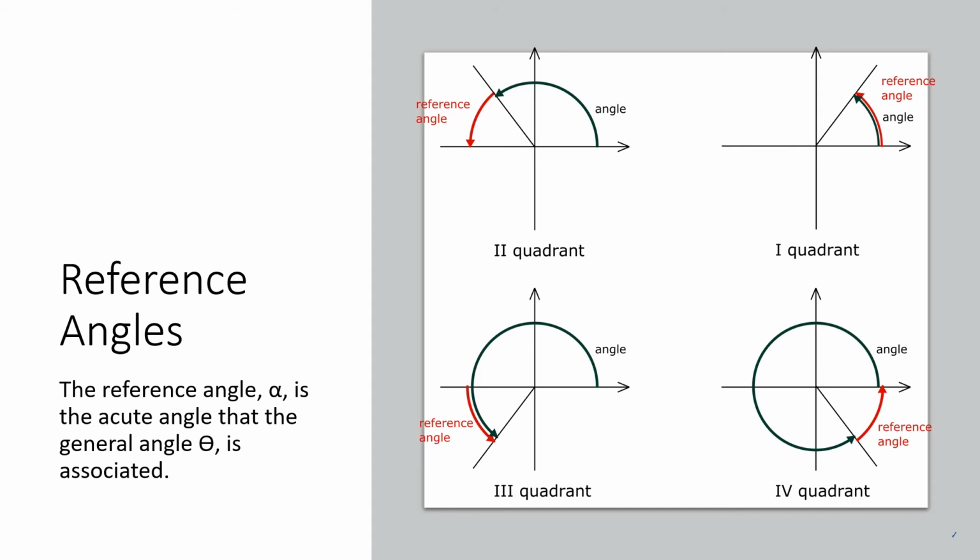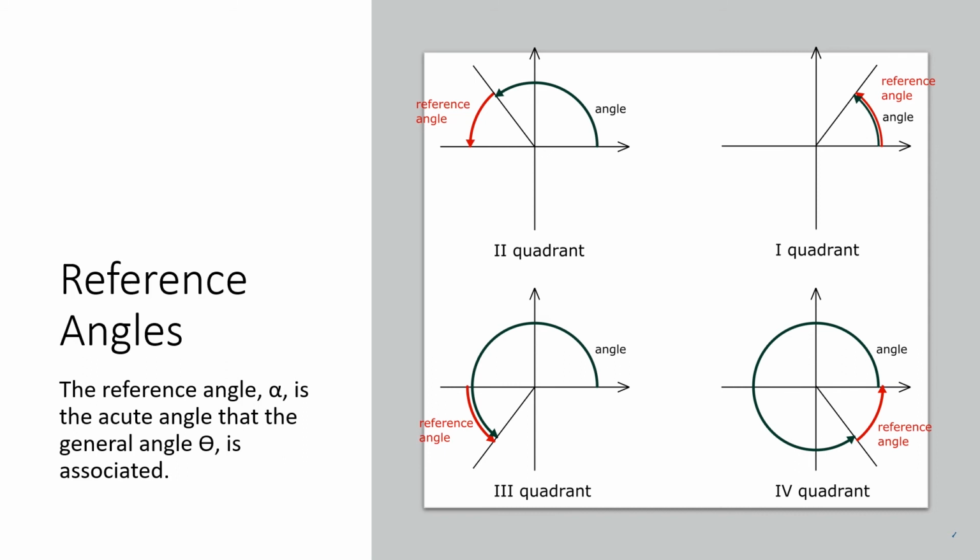So now we're going to speak about reference angle, and the reference angle, which has the symbol alpha, is the acute angle that the general angle theta is associated with. So if we remember our definitions of our trig ratios using the right angle triangle, the x and y angles were always acute angles. And when we did the explanations for the signs of the trig ratios, there was always an acute angle within the right angle triangle drawn in each quadrant. And that acute angle inside that right angle triangle is what we call the reference angle.